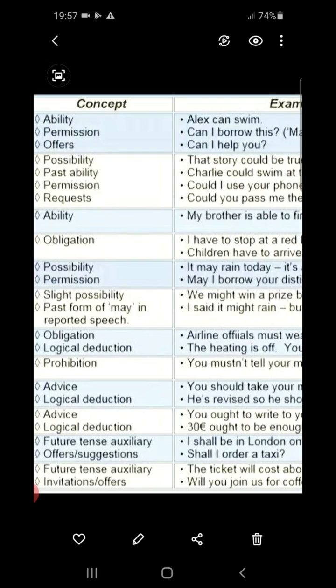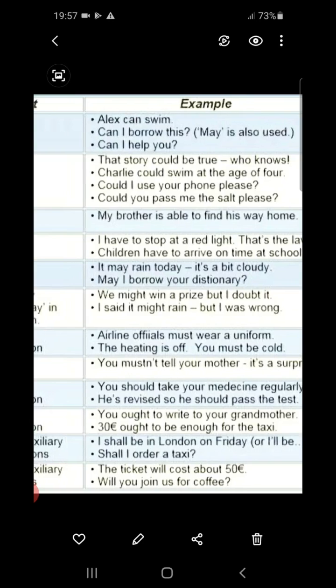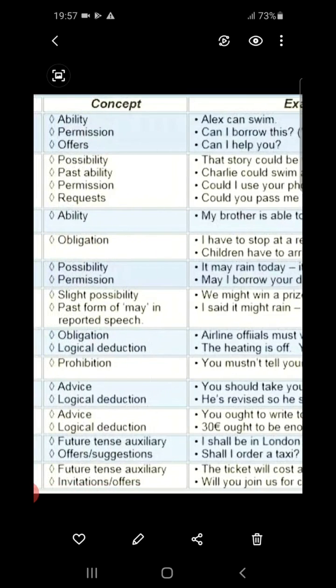Next, permission. Can I borrow this? Students, over here, you can see that in the bracket it is written may is also used. So, in place of can, you can also use may for permission, asking for permission.